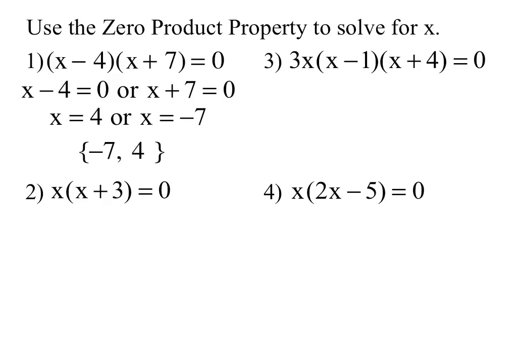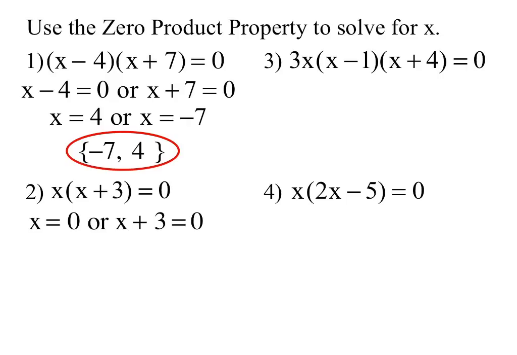All right, now stop the recording and see if you can do number 2. Now check your work. Set x equal to 0 and x plus 3 equal to 0, and our answer should be 0 and negative 3. You can write it either way, in the braces or with the x equals. Make sure you get both answers.